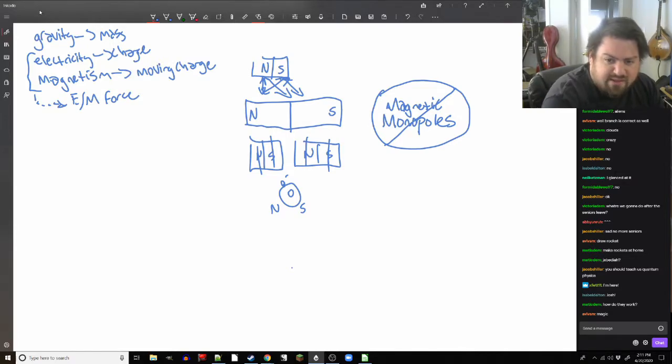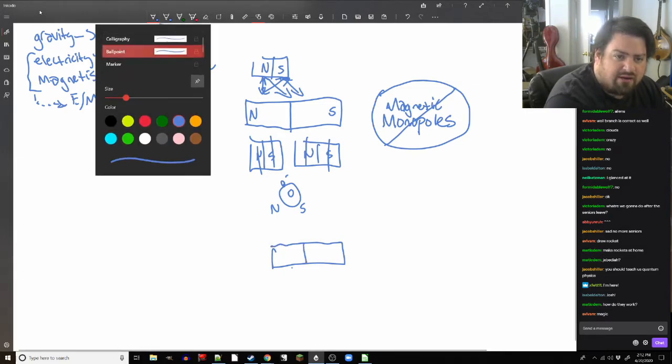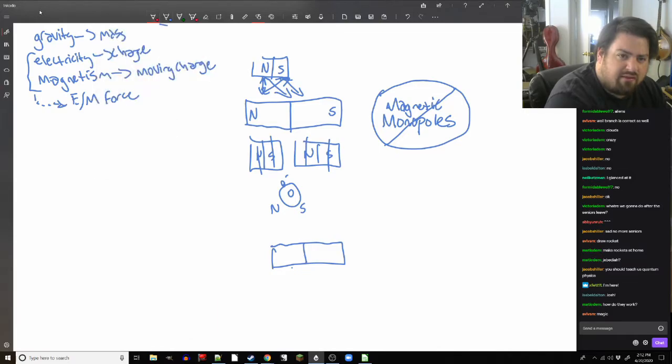So what we do have is magnetic dipoles with a north and a south pole. It's like up here. I'm going to draw another one down here so I can draw field lines. So magnetic field lines are a lot like electric field lines. They have a lot of similar properties, but not exactly the same.